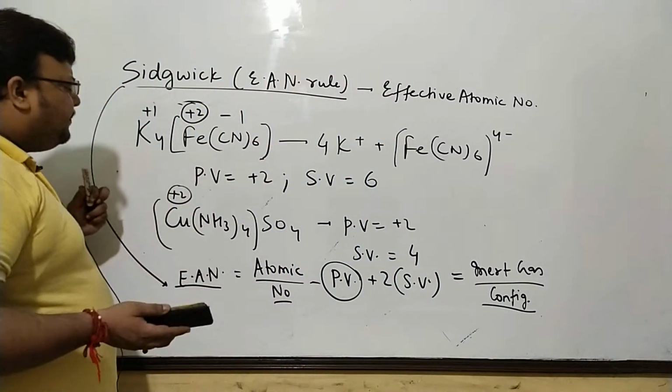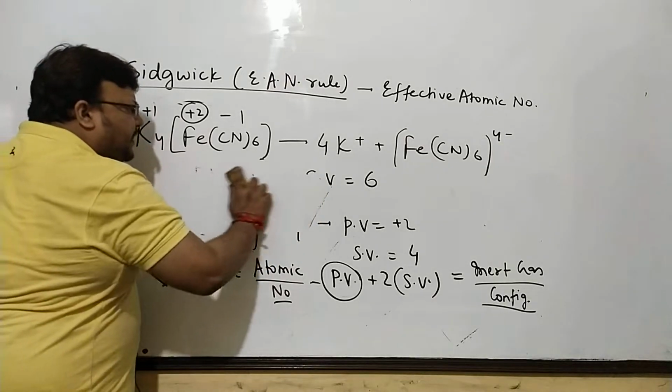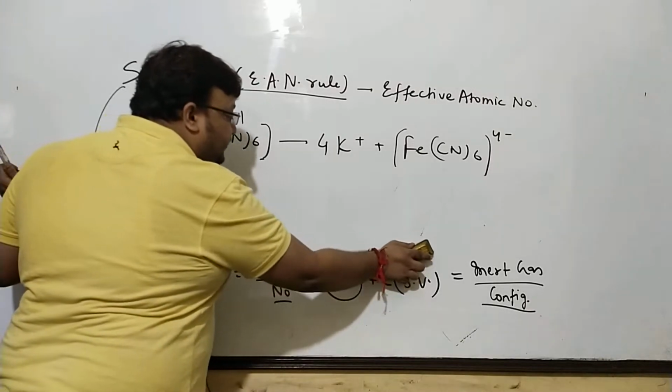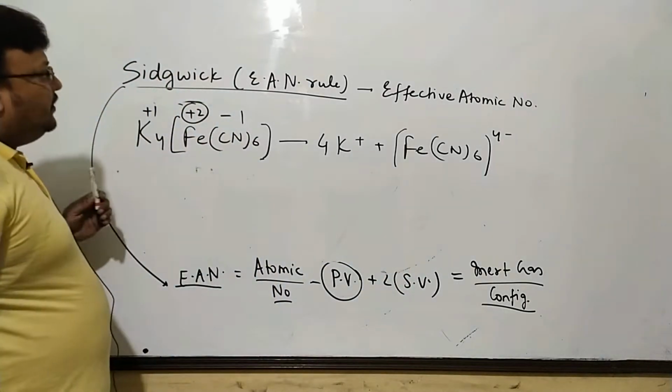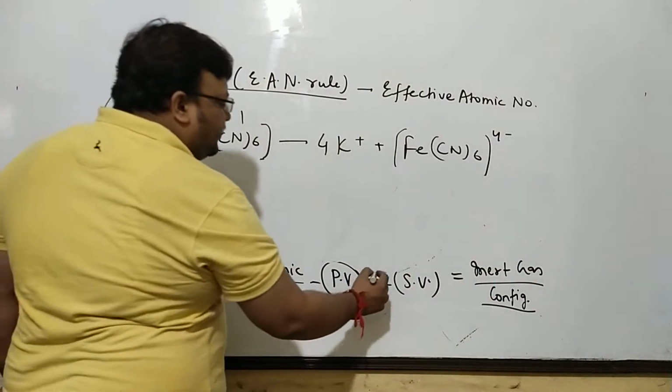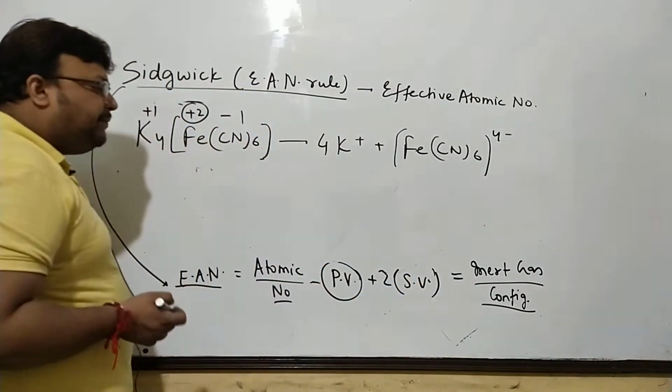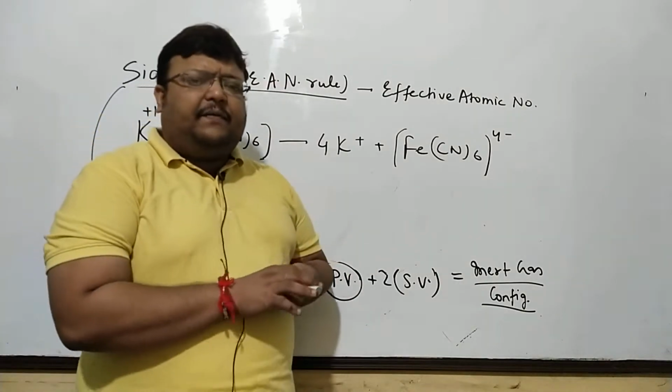So this is the reason why, in some cases a metal is going to exhibit 2 types of valencies. I repeat, this effective atomic number rule is a part of all India syllabus. You might be given complexes to calculate the EAN.